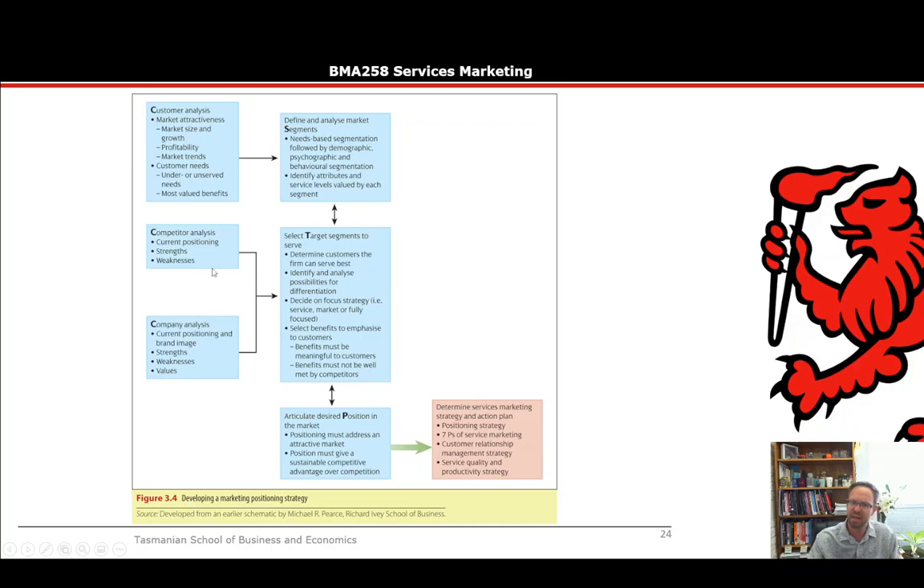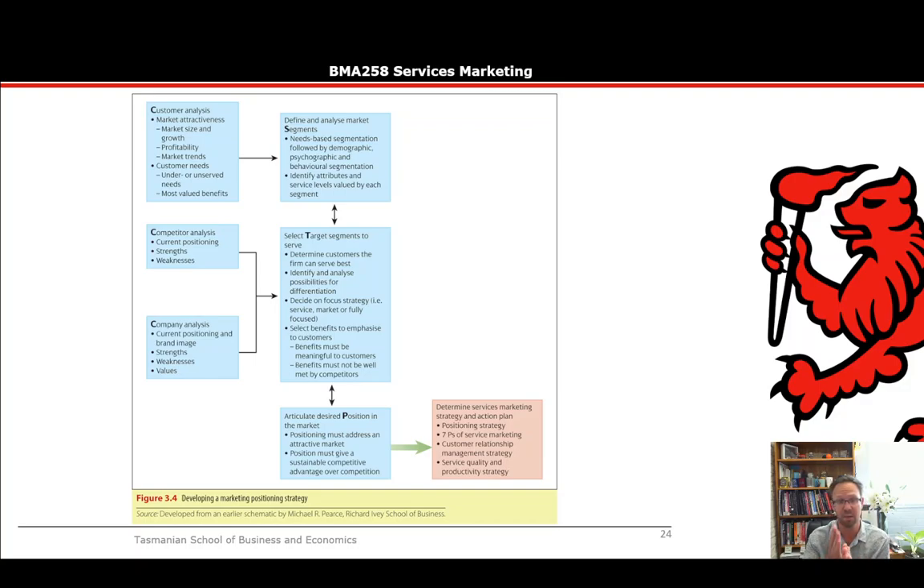And once we understand our competitors and our own company, so the external analysis and the internal analysis, we then can work out which target markets to serve, which target segments to serve. And these determine the customers the firm can best serve. I'm looking at this screen here because it's too hard to see on that screen, it's too small. So determine the customers the firm can best serve, identify and analyse possible ways of differentiating our product.